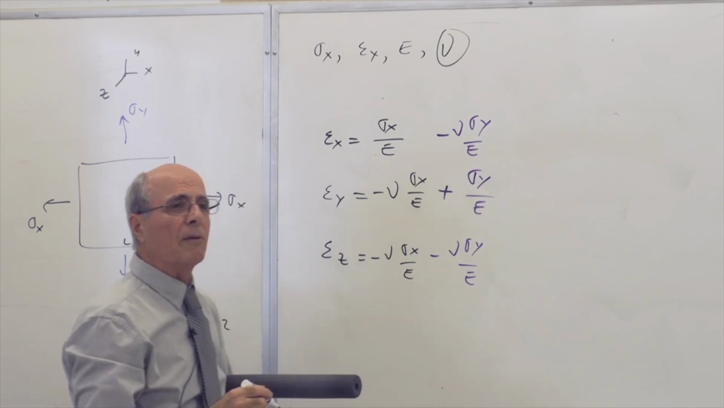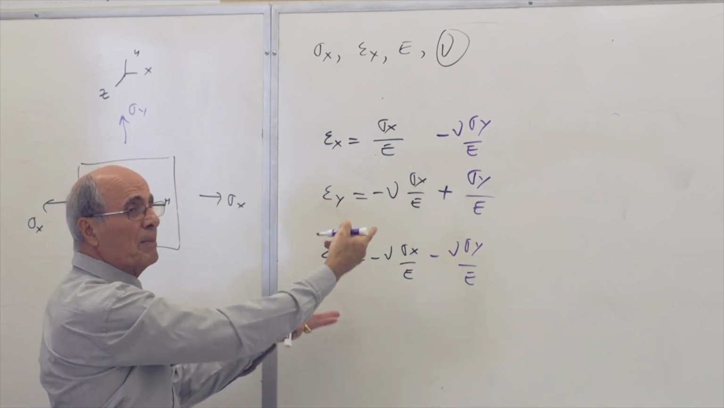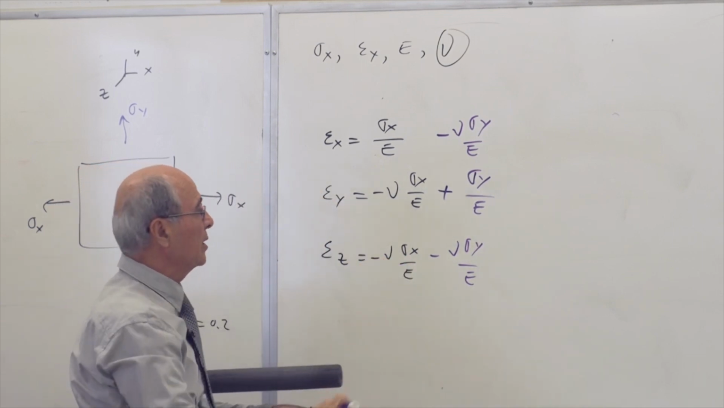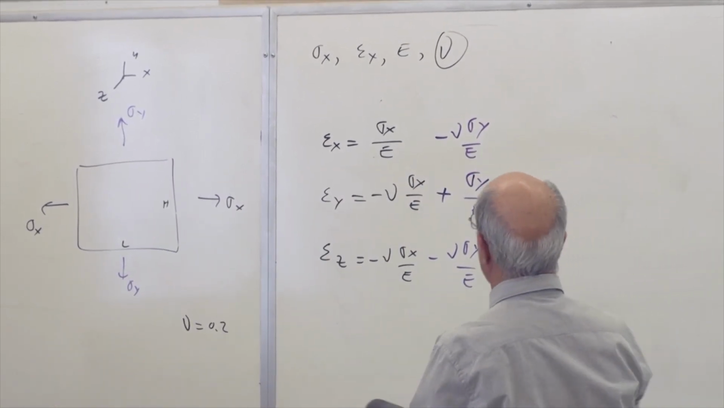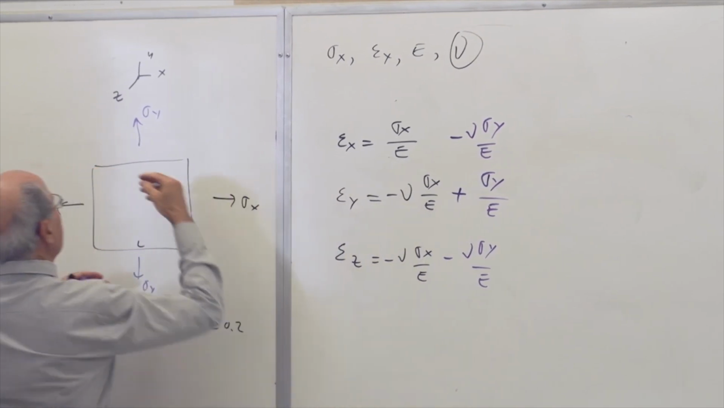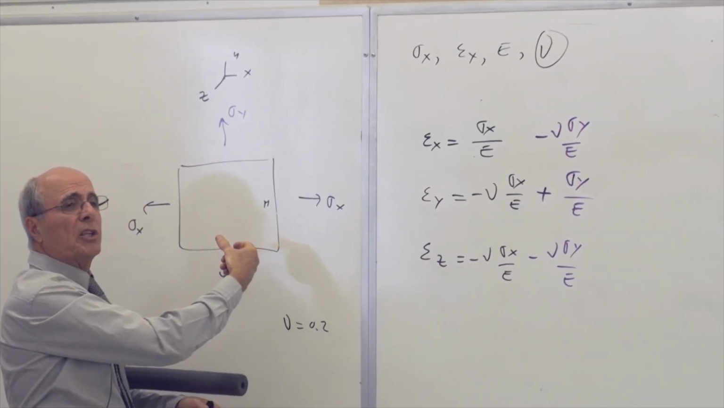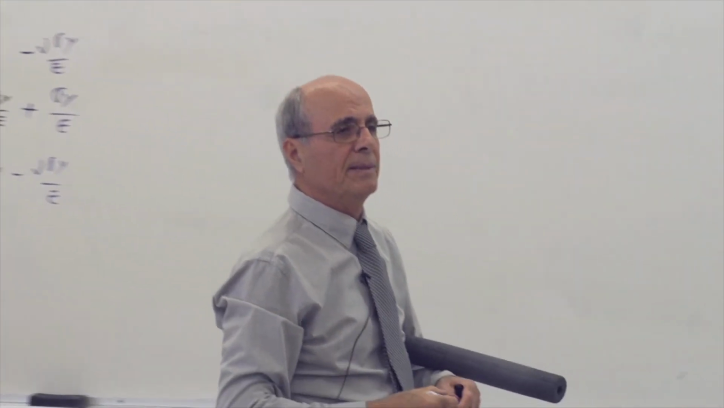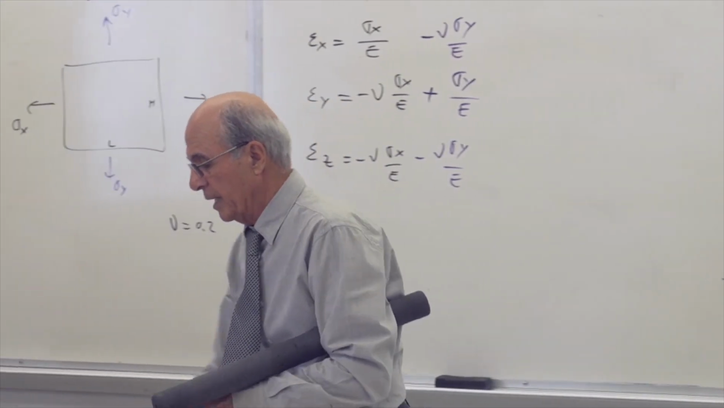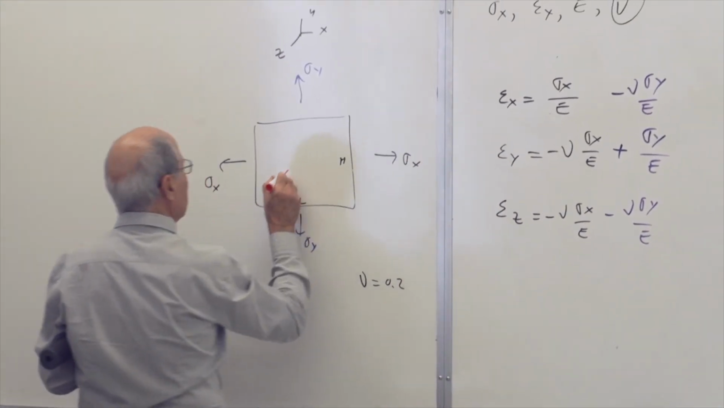Notice I'm doing all of that not because I'm remembering this formula. I'm doing that because of the value of nu. Is that understood? So now that you look at it, if this is tension, this side should get smaller and smaller. Is that correct or not? Yes? Correct.